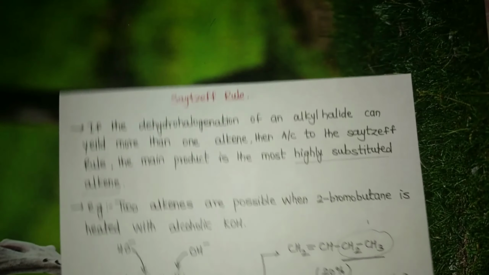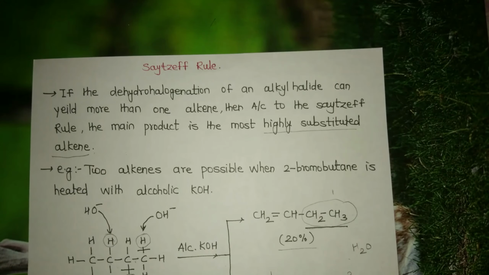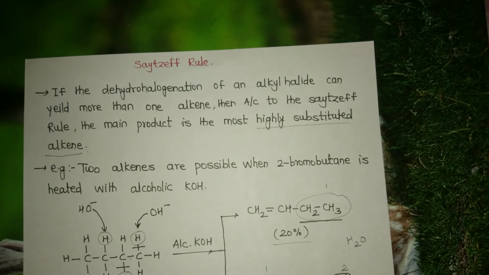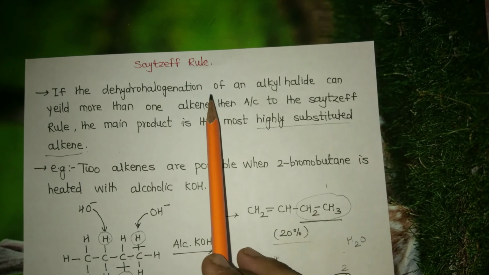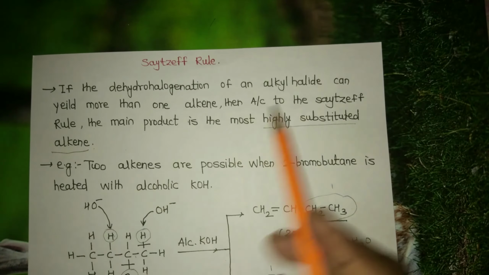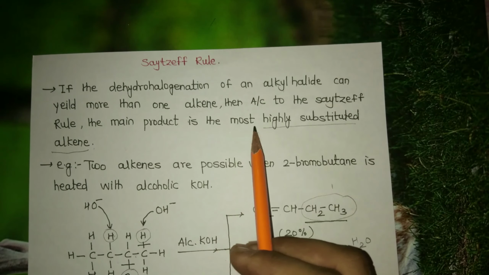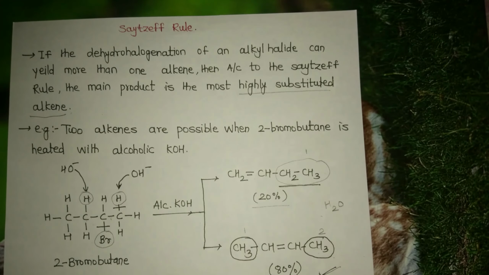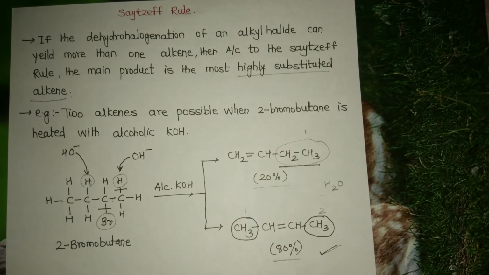In the E2 reaction and the E1 reaction, means overall elimination reaction, the major product will be decided on the basis of the Saytzeff rule. And the Saytzeff rule is: if the dehydrohalogenation of an alkyl halide can yield more than one alkene, if more than one alkene means two or three alkenes can be formed, then according to the Saytzeff rule, the main product is the most highly substituted alkene. Means the more the substitution, the more stable that product, or the more yield of that product will be formed.